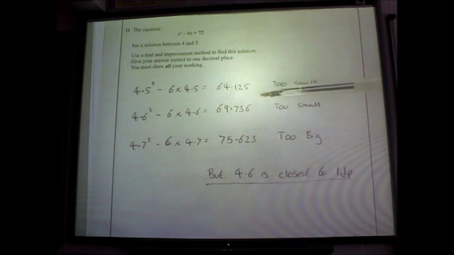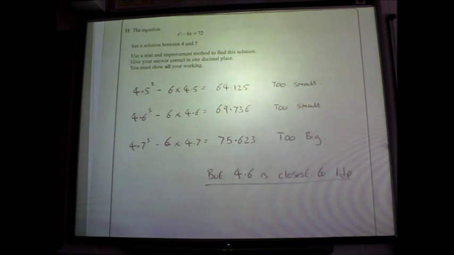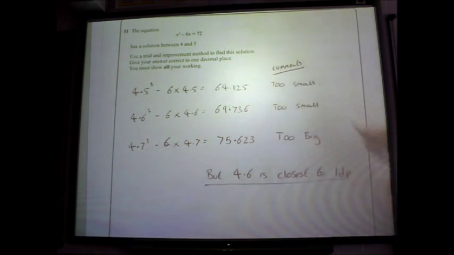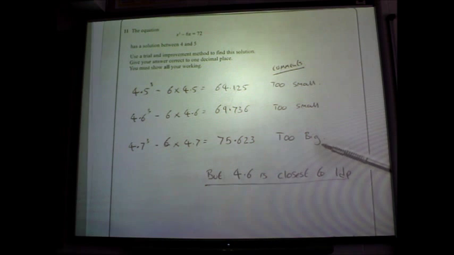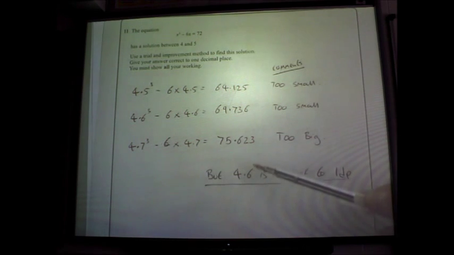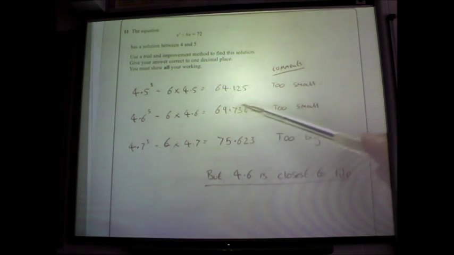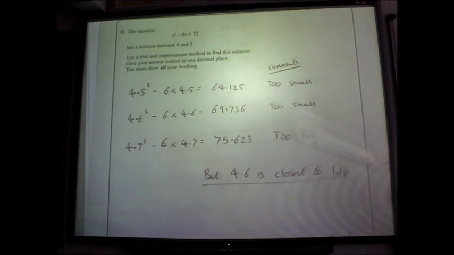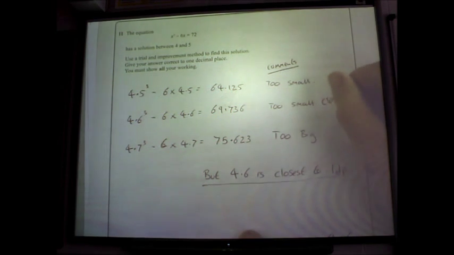For 4.5 I came up with 64.125, which is obviously too small because it has to equal 72. So I tried 4.6. That was also too small. You've got to make these comments here. Sometimes it's worth actually writing comments to remind yourself. And then I tried 4.7, which was too big, but I had a look, and 4.6 is actually the one that's closer, because that is closer to 72 than that is. This is closer to 72, so closest is in there. There we go.